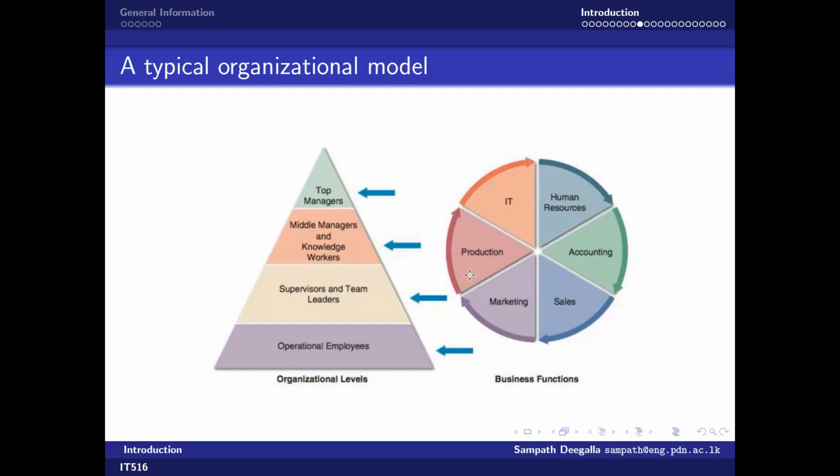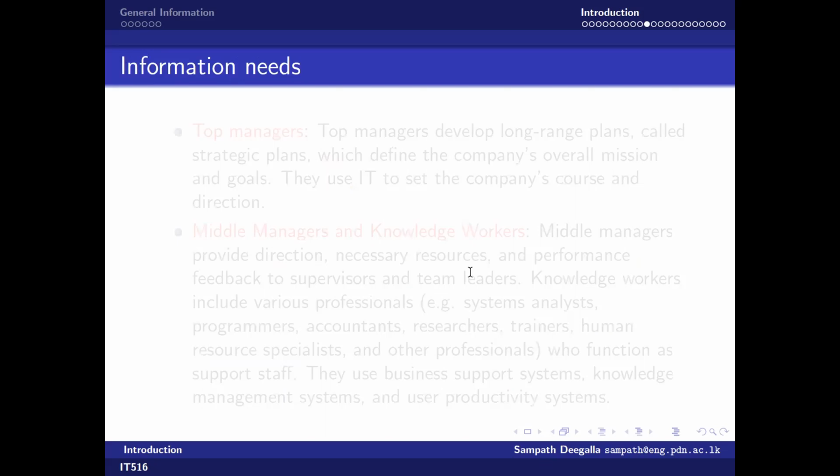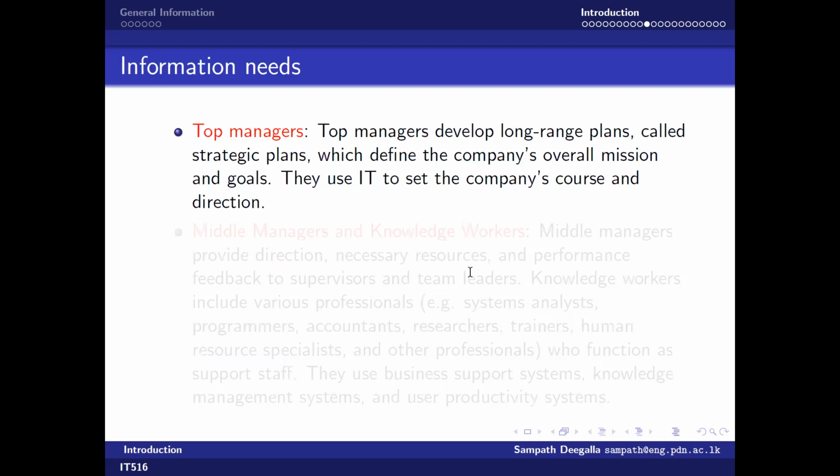People work at different levels, and their information requirements are different, right? Like I said, in our case the top managers are the vice chancellors and deputy vice chancellors, and then maybe we can also have deans of the faculties. They are the ones who develop long-range plans, what we call strategic plans. So they define what the university's overall mission and goals are. And they use IT as a main tool to make it happen.